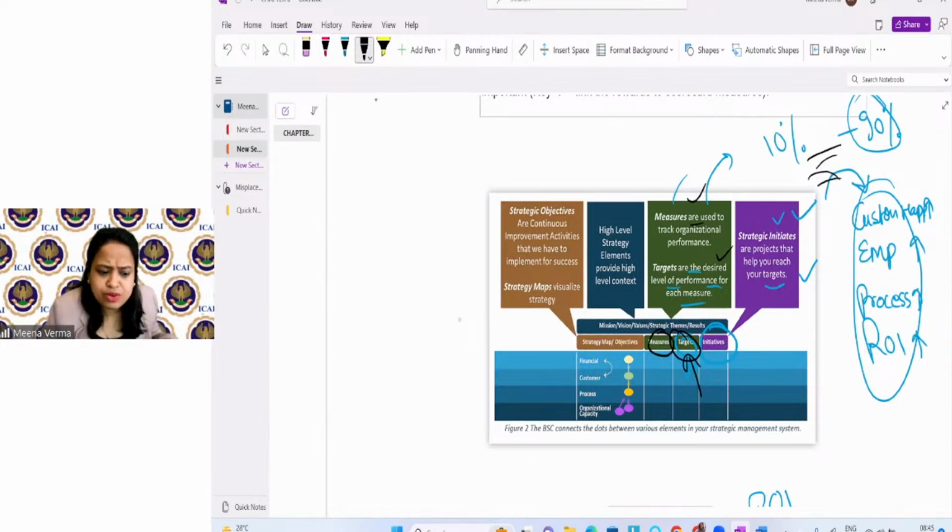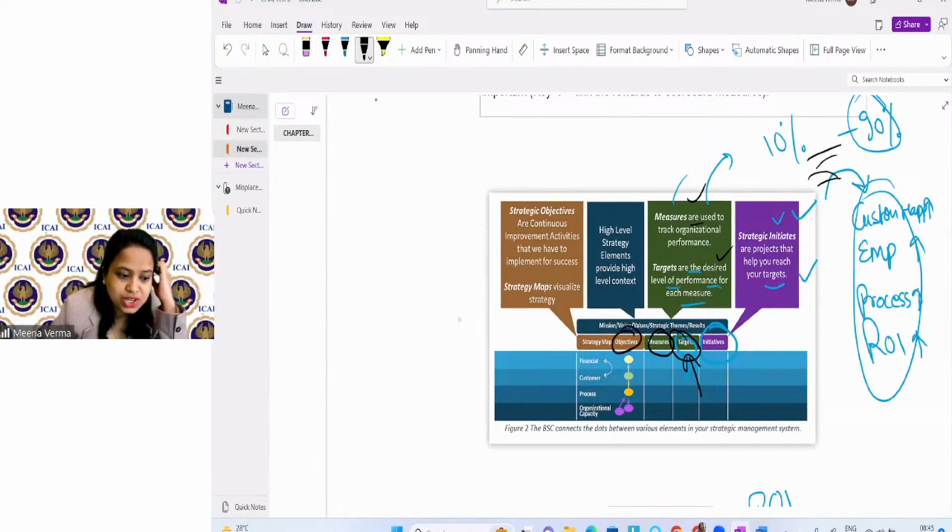Measure. Measure means you will measure. In figures, we will find 10%, 20%, 30%, how much it is improved, how much employee satisfaction has improved, how much customer satisfaction has improved. You will measure it in numbers, right? And what else we have?